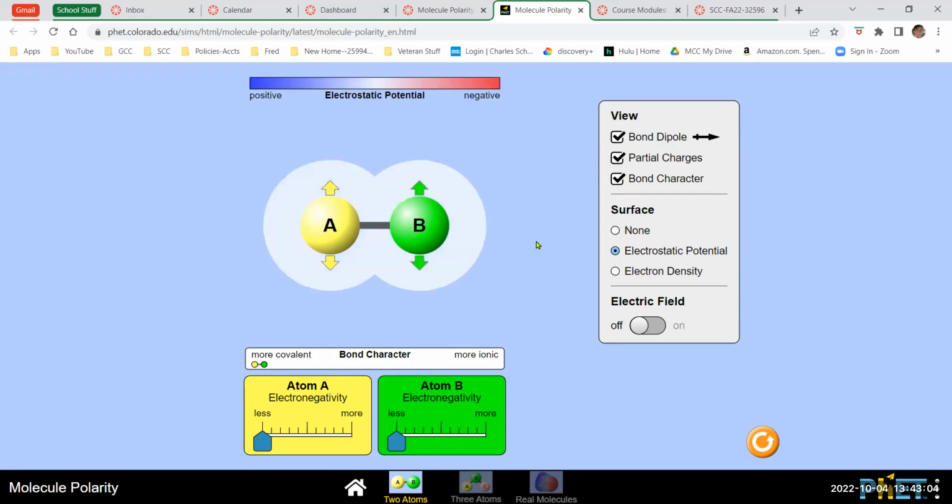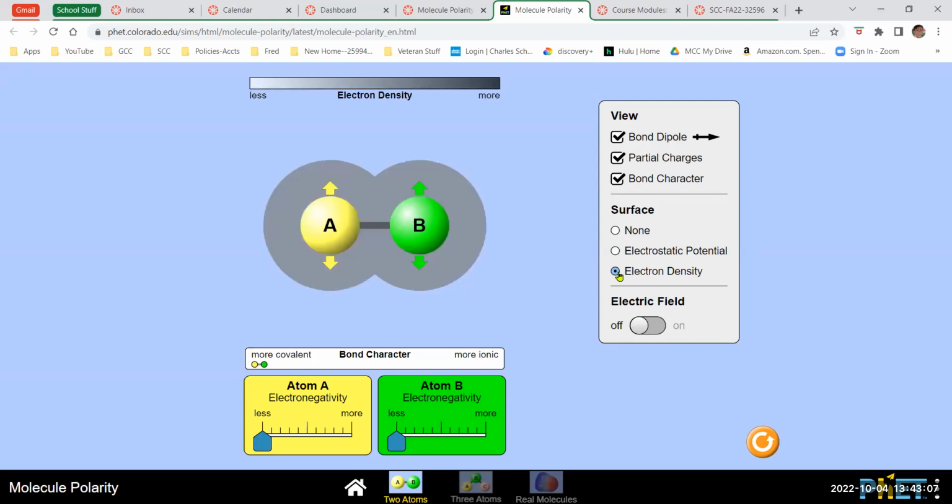Okay, and if we look at the electron density around it, the gray area represents the electron density, very uniform, equally shared. Why? Because the electronegativity in this scenario is the same for both. So this could be an example of hydrogen bonded to hydrogen, right? Where the electronegativity is essentially the same. Okay. All right, now let me clear this out.